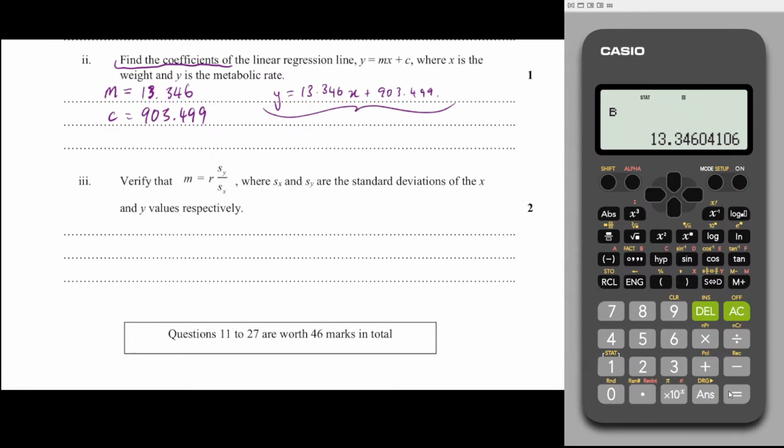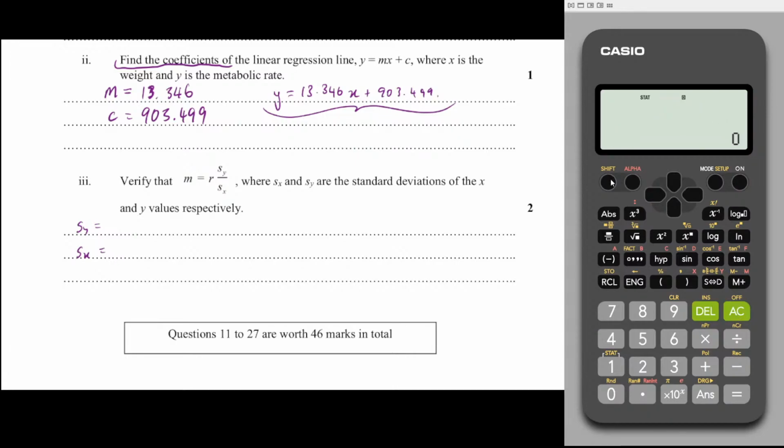Okay, verify that m is equal to r times sy over sx, where sx and sy are the standard deviations of x and y respectively. So we need to start off by looking for our sy and our sx, and we're going to use our calculator to do that. So we already know what our r is, but we need to find our sy and sx, okay? So there's two ways we could do this. First way is to actually work out the numbers and substitute them in.